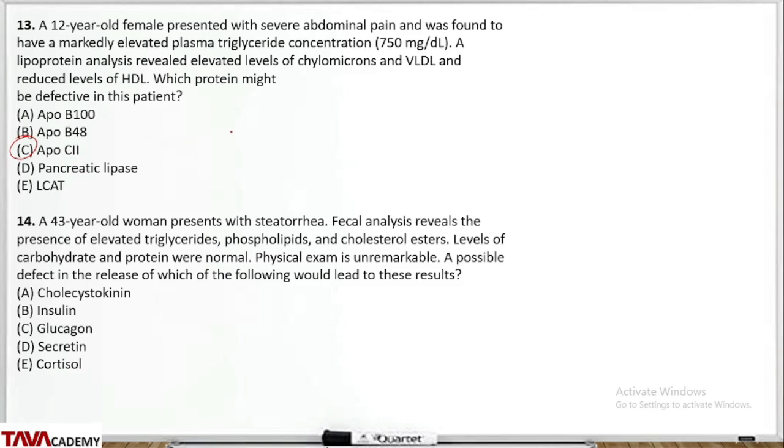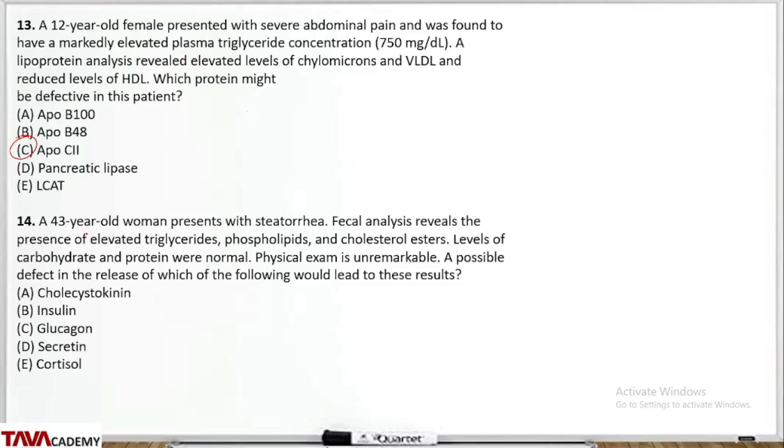We are going to have triglycerides build up as chylomicrons, and also ApoC2 is needed to activate the lipoprotein lipase, which breaks down the triglyceride present in chylomicrons and also in VLDLs.